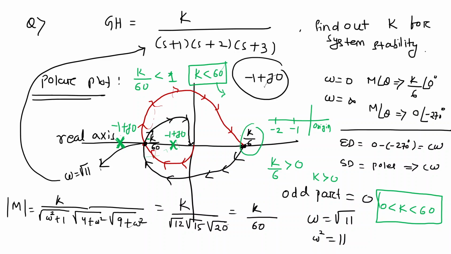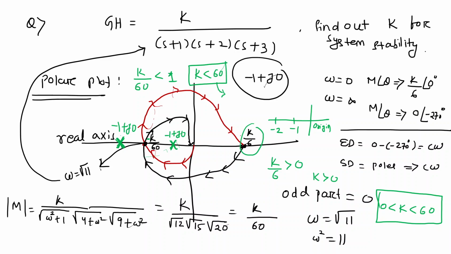Suppose I am asking you in this question, if the system is marginally stable, what is the omega value? Marginally stable means it will oscillate at some frequency. Now, what is the frequency of oscillation? At k equal to 60, what is the frequency? √11. So the frequency of oscillation is √11. It's as simple as that.